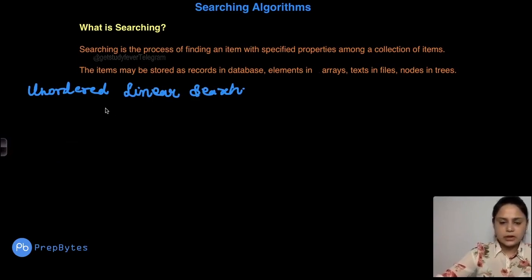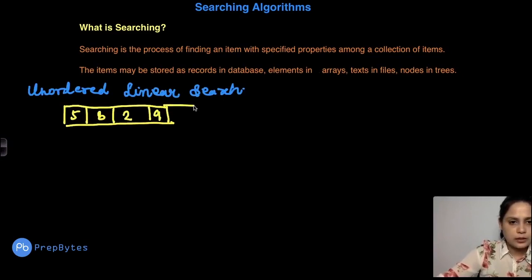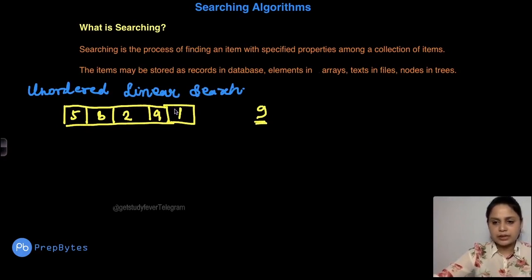Okay, so what happens in unordered linear search is, let's say you are given an array 5, 8, 2, 9, 1. As you can see, the elements are in no particular order. There is no sorting, no arrangement that I can find. And what you have to do is find 9, like where is 9 in this particular array, or you just have to return the index.